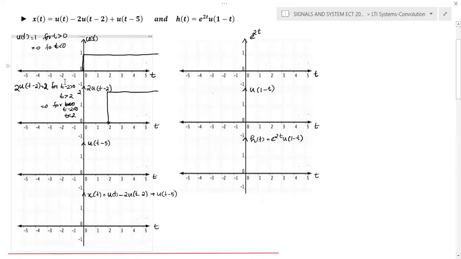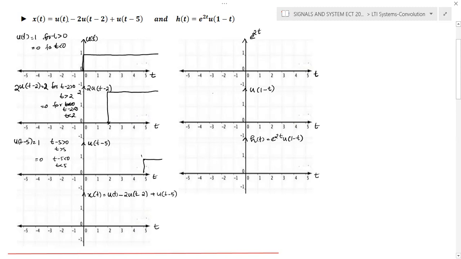Now we need to draw u of t minus 5. It's simply a shifted version of the step signal, which is equal to 1 for t minus 5 greater than 0, or t greater than 5, and 0 for t minus 5 less than 0, or you can write t less than 5. So this is the point, and here the magnitude is 1. So from 5 onwards, the signal amplitude is 1. Okay.